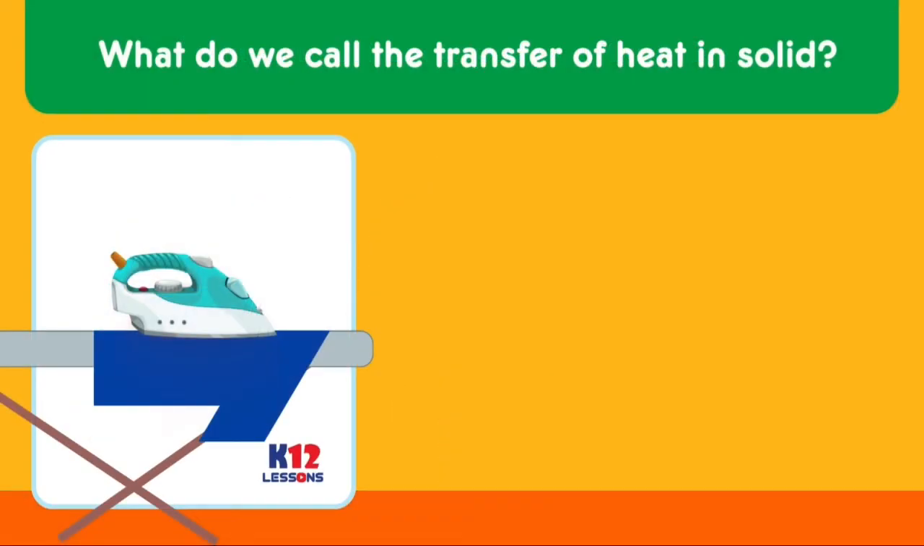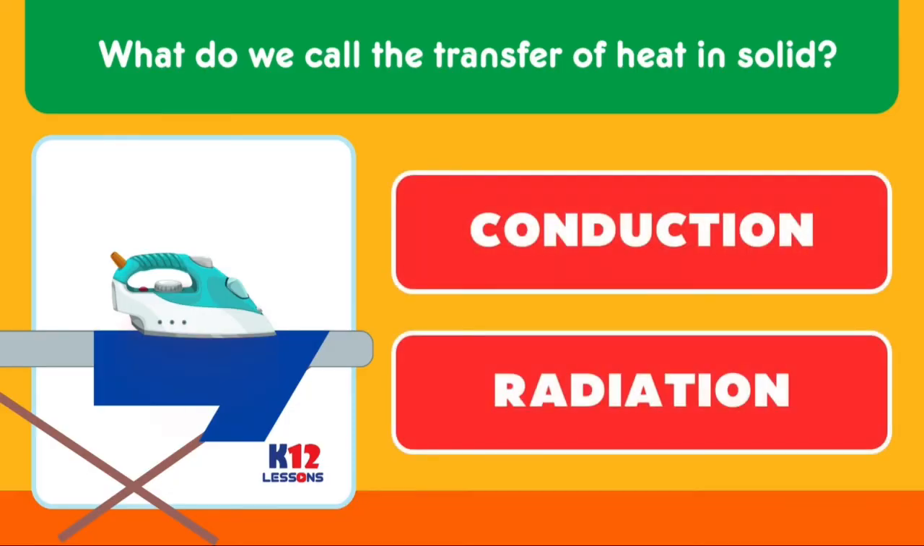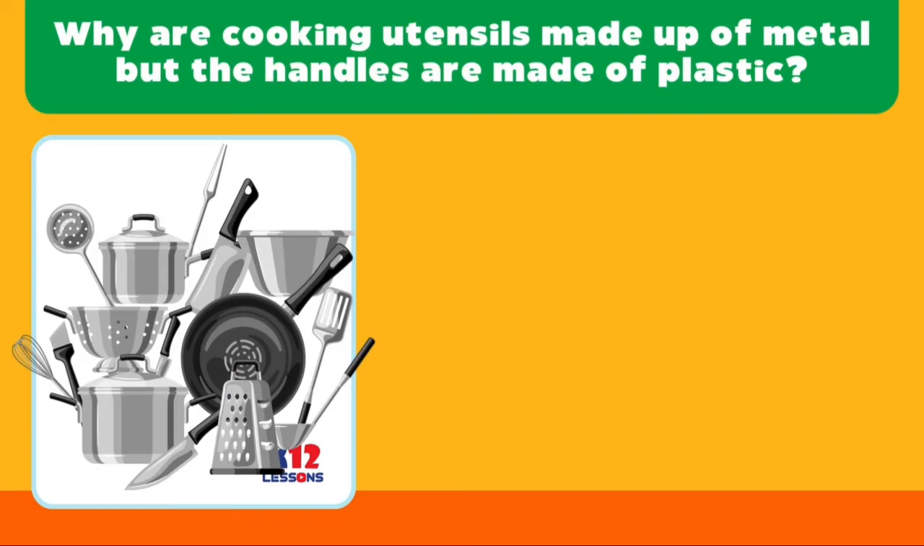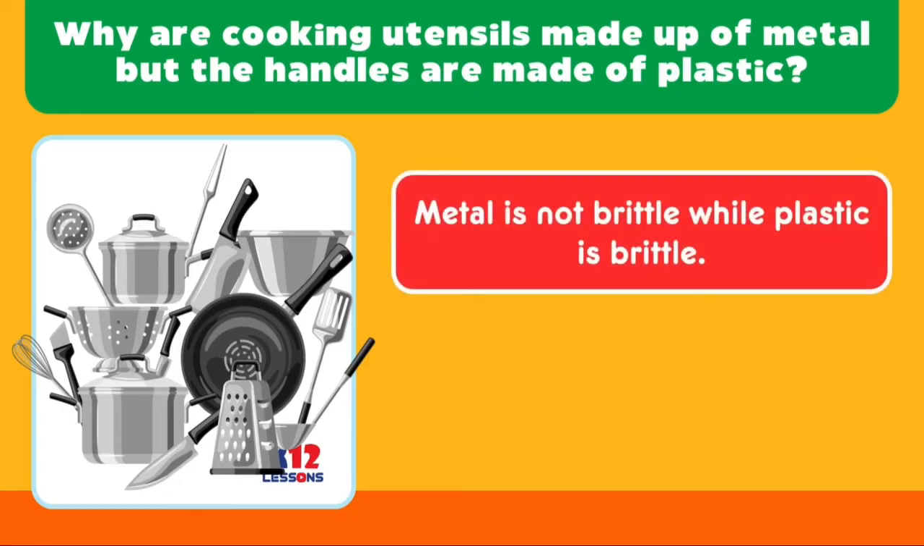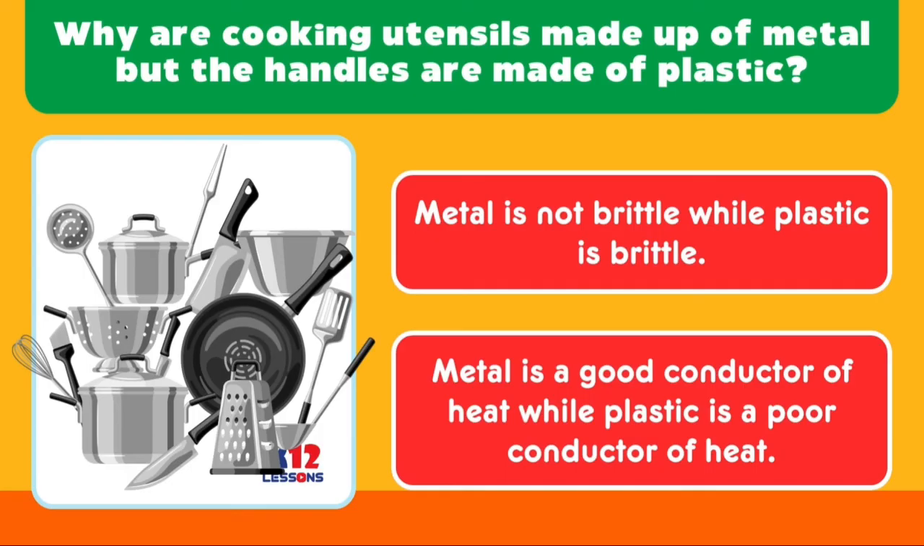What do we call the transfer of heat in solid? Conduction. Radiation. Why are cooking utensils made of metal but the handles are made of plastic? Metal is not brittle while plastic is brittle. Metal is a good conductor of heat while plastic is a poor conductor of heat.